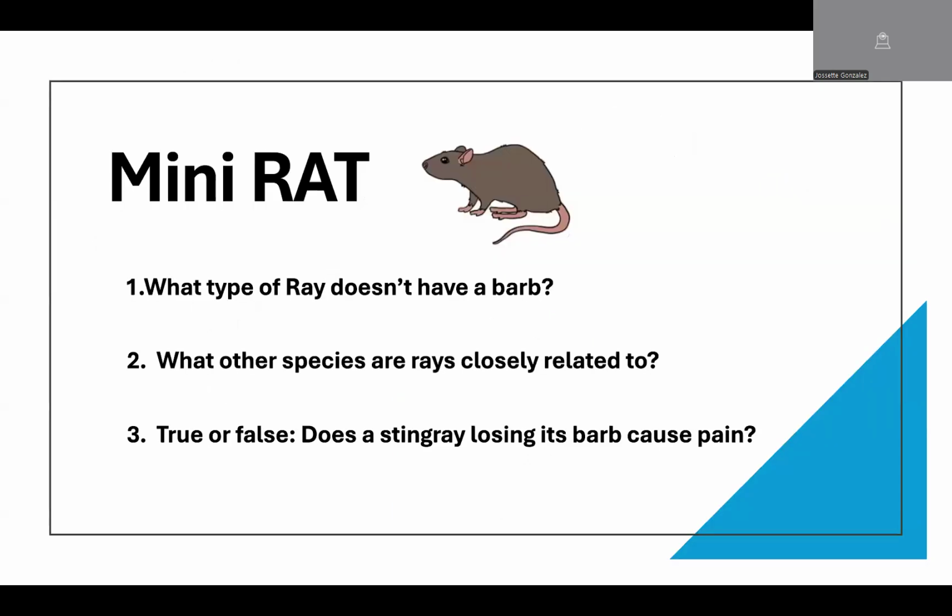So now we're going to do an interactive activity called an RAT, which is a readiness assurance test. An RAT is something that we do in this anatomy class to test our knowledge about what we've just learned. And so our group prepared 3 questions and you can put your knowledge to the test. And so our first question is, what type of ray doesn't have a barb? If you said manta ray, then you are correct.